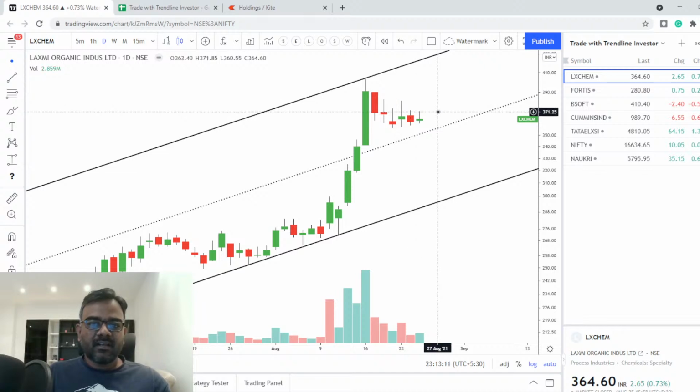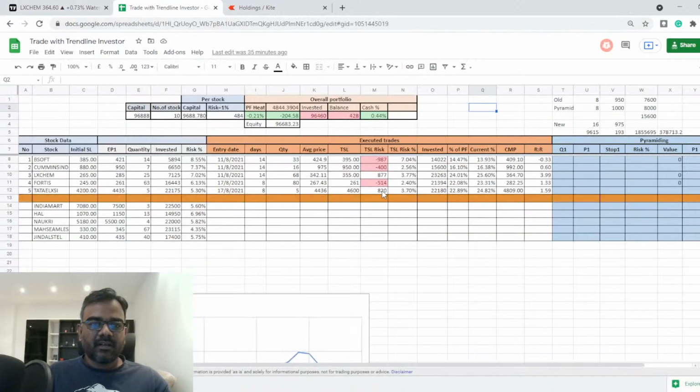Will we add it? I'm still thinking. I'm not sure yet. But probably tomorrow, if we have to add, we can add above 372 and revise the stop to 355. But remember, we already have taken an additional risk before, and right now we've added more to Laxmi Chem from before, and we're already having 877 profit. Now I don't want to risk this again and make more money.